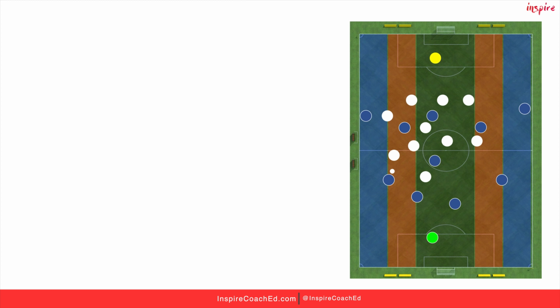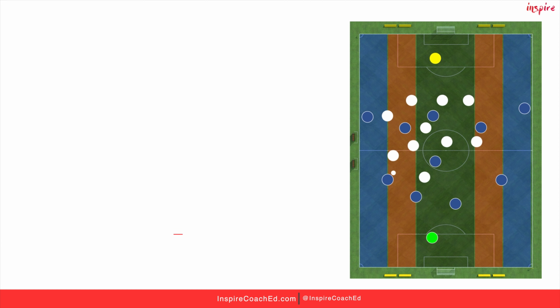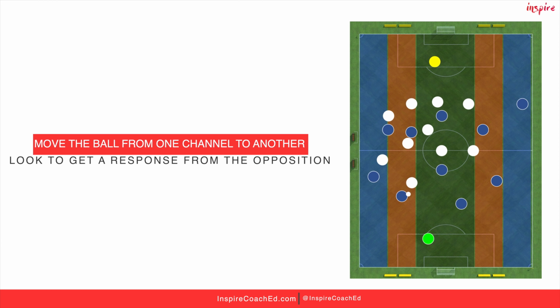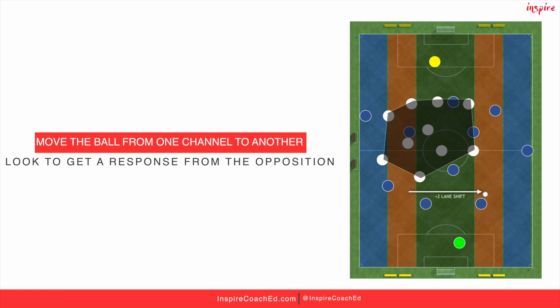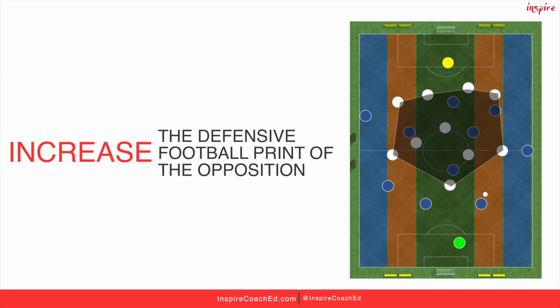So what you would have seen in the Dortmund video is horizontal movement and considered horizontal movement to try and increase the space which the other team has to defend. So moving the ball from one channel to another and looking to get a response off of the opposition. See, they went back into the left and then back out to the right before going across to try and increase the defensive footprint of the opposition. So you see in the diagram I've just shown, the black area increased.